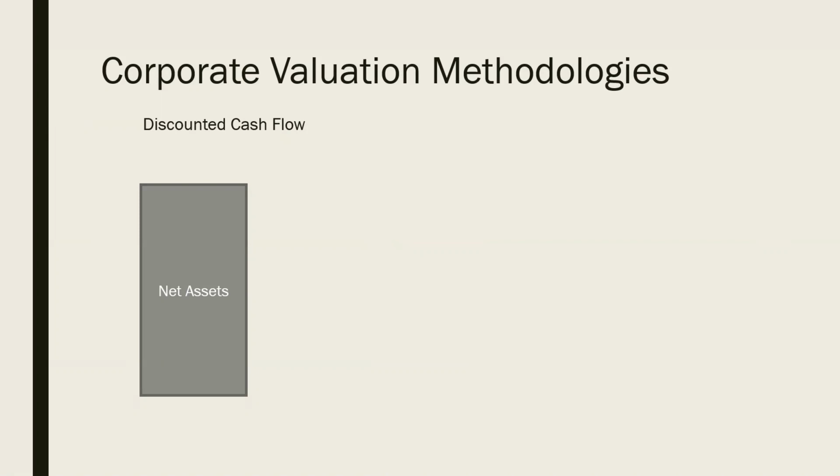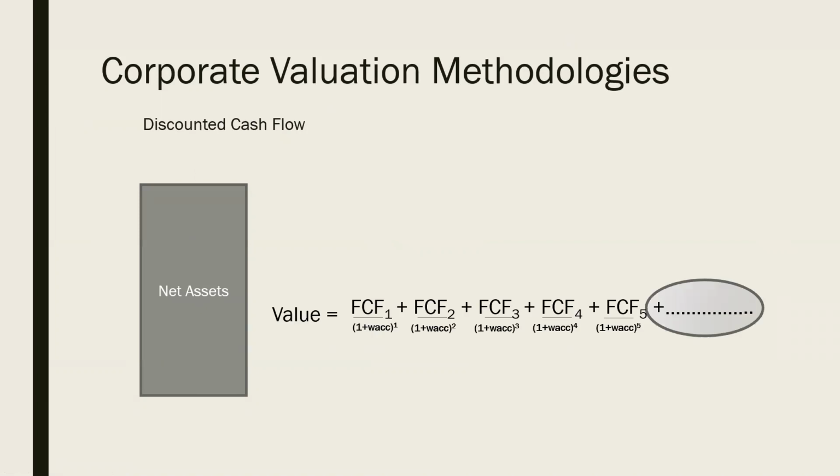not what the accountants say, which is what's found on the balance sheet here, the net assets. Those are based on historical cost typically. What we're interested in is what these assets can generate into the future in terms of actual cash flow.